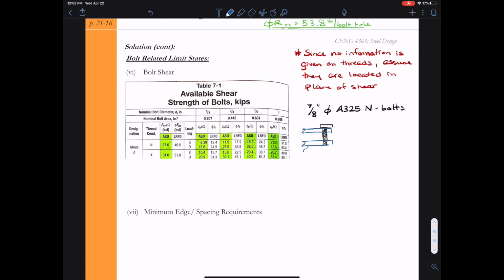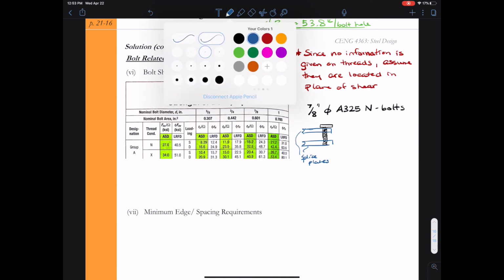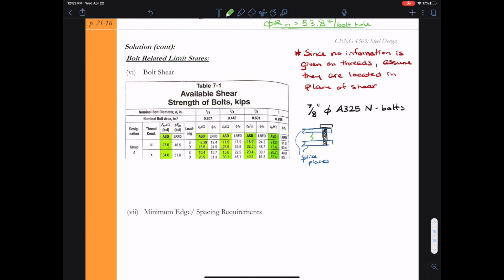And I'm going to just sketch that out. You can go back and look at the connection again. But I see that my splice plates are pulling to the left, and then my other plate member would be pulling to the right. And so it looks to me in this case that we have two shear planes. So we have a shear plane. The total shear in the bolt would be half of the total amount of load. So I see that I'm in double shear, so this is going to be D.